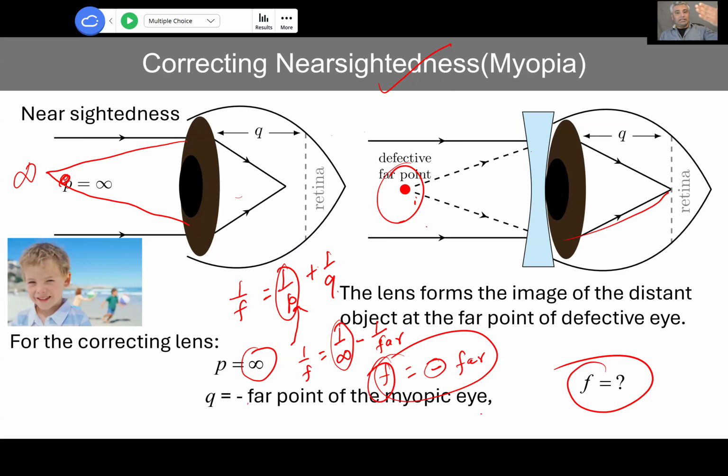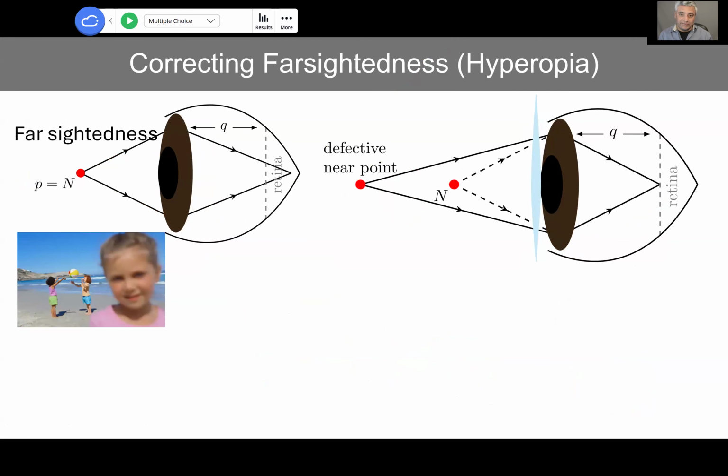So just keep moving farther. Okay, maybe not like this, but put something on the wall and then move away from the wall until it starts becoming not so clear. That's the far point of your defective eye, right? And that's the focal length your lens needs. Okay, so that's how we correct it. Now another defect, farsightedness, also called hyperopia.